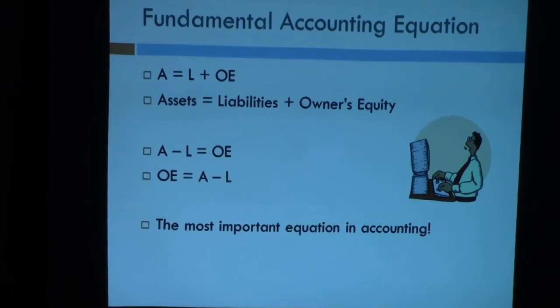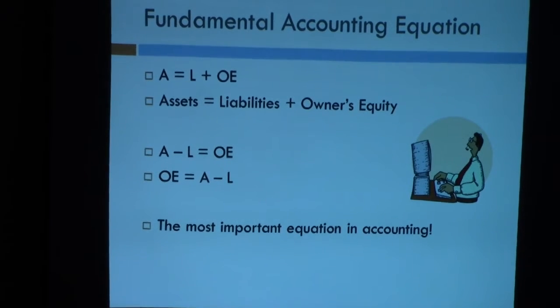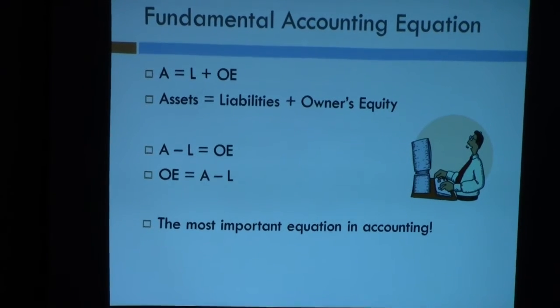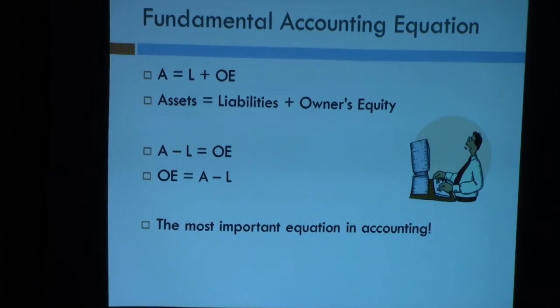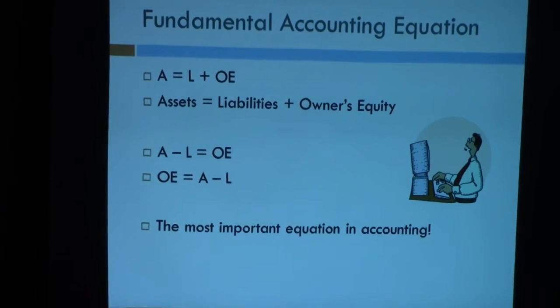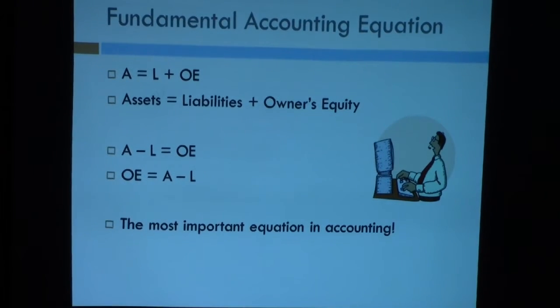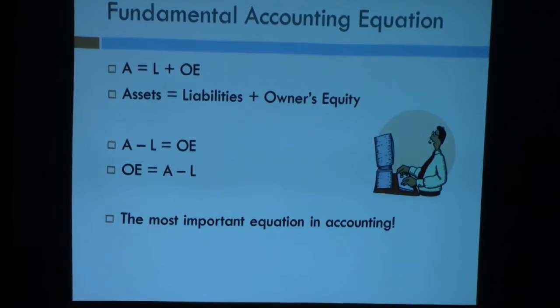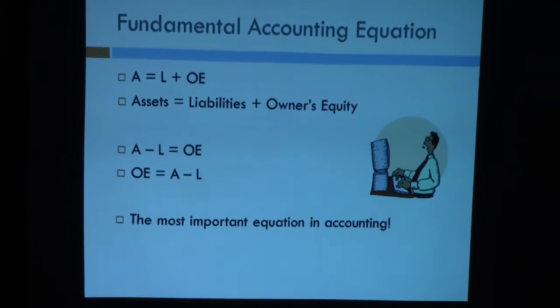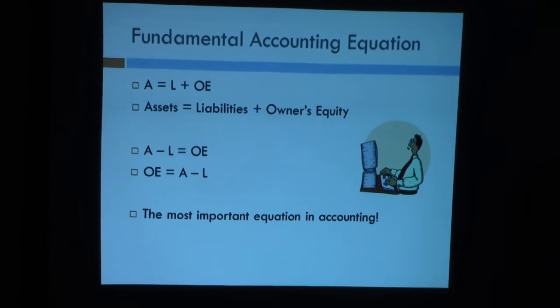So what is the accounting equation? The accounting equation can be referred to, very simply, as A equals L plus OE. A stands for, of course, assets, L stands for liabilities, and OE is owner's equity. So these terms are very, very fundamental, very, very important to accounting. So now let's define them.